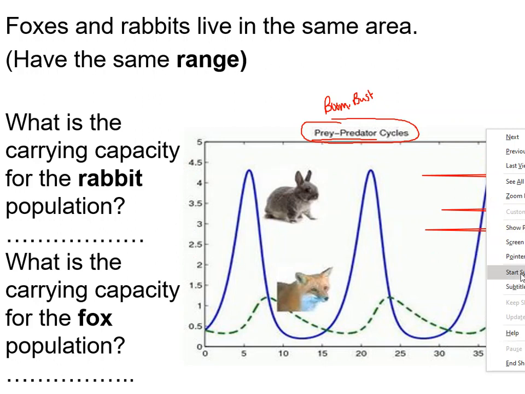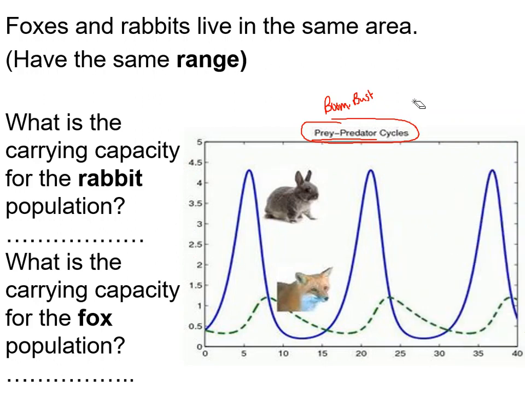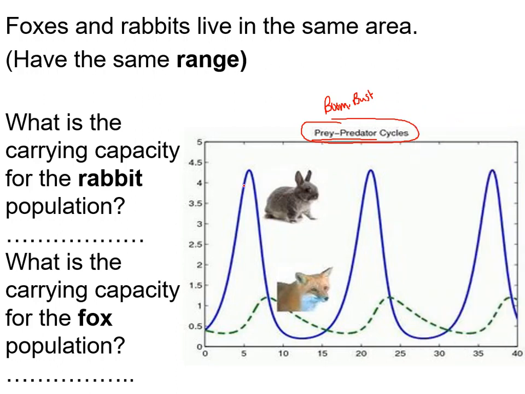And I'm actually going to erase that. I don't like those being on my screen. Don't know why that was there. But what you're going to see is the prey population, your herbivorous rabbit, is going to peak. It's going to have a maximum population size a little bit before the peak of the predators.